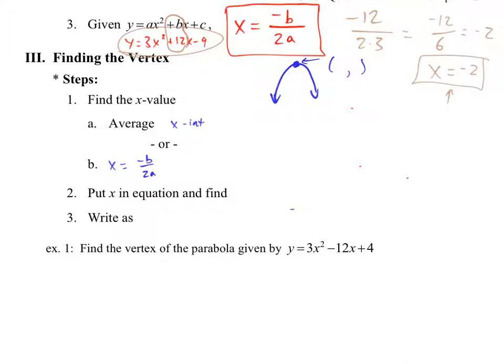So that was step number 1. Find the x value. You could average the x-intercepts, or you could do this equation. Our first way was to look at the x value of the vertex, but if you're finding the vertex, you don't know that one. Once we know that x value, do you think I could take my x value and put it in the equation to find the y value? So put it in the equation and find y, and then write it as x comma y.